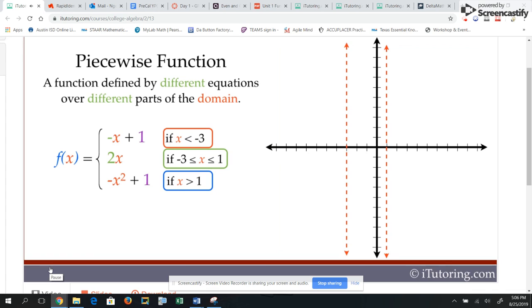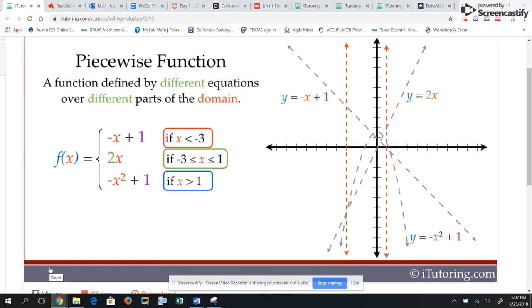Our next step will be to draw in each of our equations with a dotted line. We'll graph y is equal to negative x plus 1. We can then graph y is equal to 2x. And lastly, we can graph our third equation, y is equal to negative x squared plus 1. We'll then want to apply the specific equation over the correct domain.